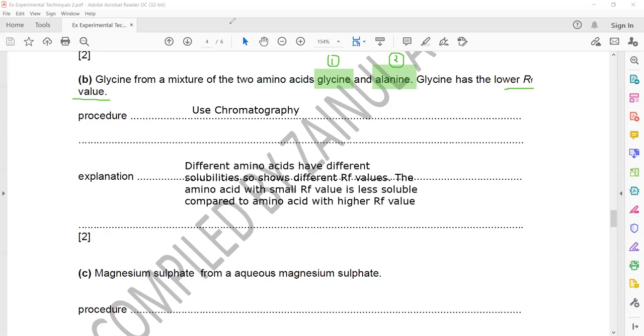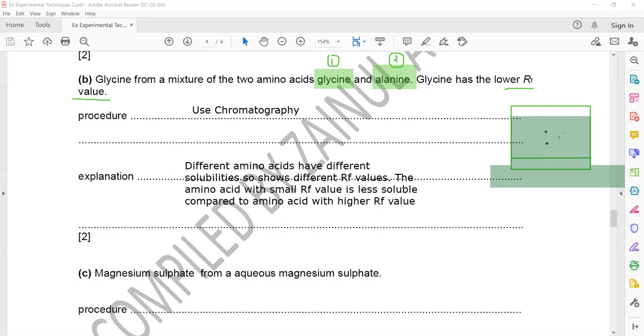We don't have to draw the figure here. We just have to mention that this is a chromatogram. We will draw the origin with pencil, then use a suitable solvent, and place a sample. Then we use a locating agent because amino acids are colorless. Because it's a mixture of two amino acids, we'll get two spots.